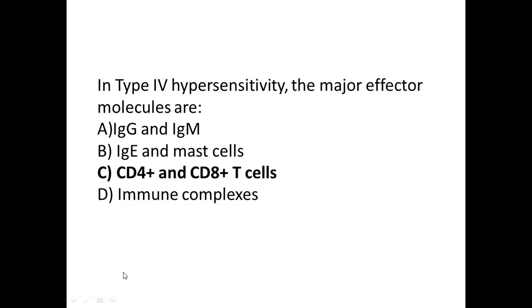Next question. In type 4 hypersensitivity reactions, the major effector molecules are? So the major effector molecules in type 4 hypersensitivity are the T cells, T lymphocytes, that is T helper cells, CD4, and cytotoxic cells, that is CD8 cells. So both the T lymphocytes will be involved in the type 4 hypersensitivity.